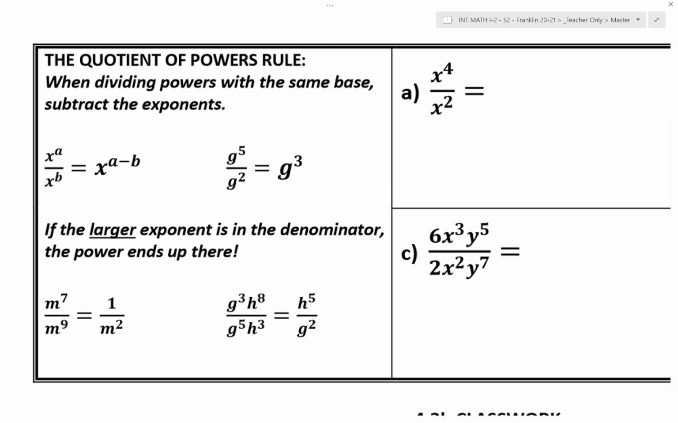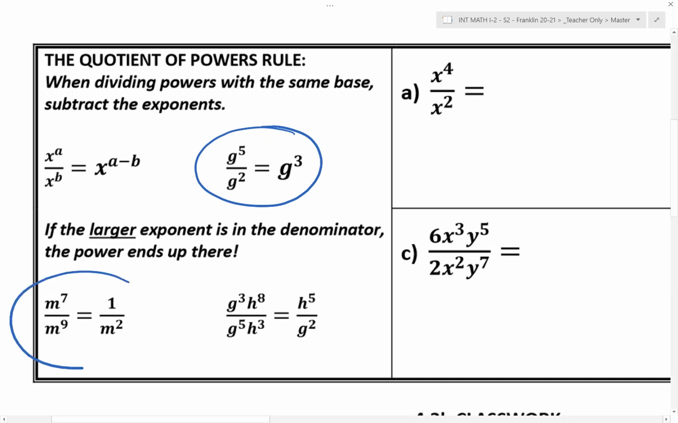So remember, when we multiplied powers, we added the exponents, but just as you would expect, the opposite of multiplication is division, and so the opposite of addition will be subtraction. A more concrete example here: g to the fifth divided by g squared, that's g to the third, right? 5 minus 2. Now a note on this: if the larger exponent is in the denominator, the power will end up there.